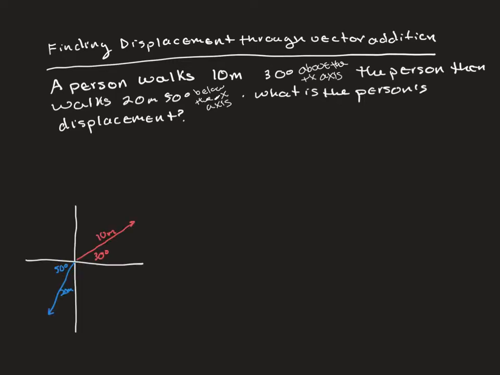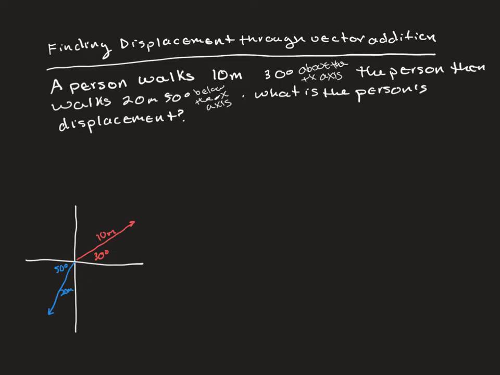Alright, so when we do the component method, we want to draw our vectors coming out of the origin. So my first vector is above the positive x-axis, so I'm going to the right and up, 30 degrees above that positive x-axis. The second is below the negative x-axis, so I'm going to go left and down, 50 degrees below that negative x-axis.